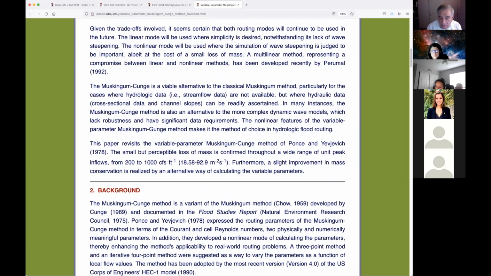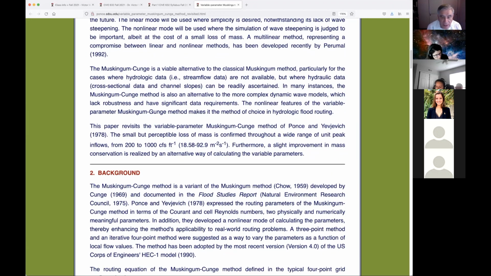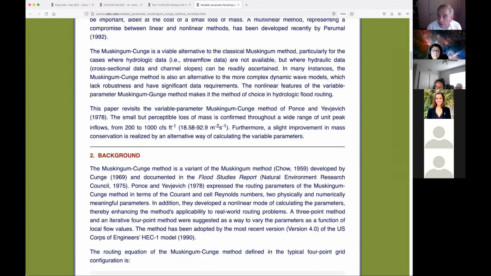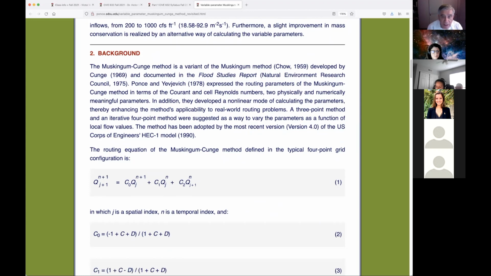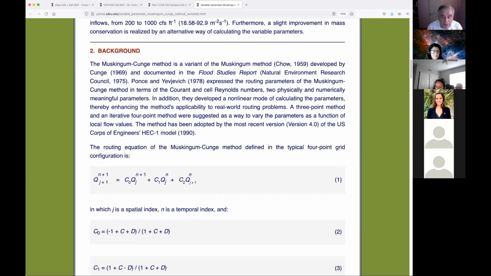Okay, so this paper revisits the variable parameter of Ponce and Yevjevich, 1978. So we confirmed the small but perceptible loss of mass. And here we go into the background, and the background is the same. Developed by Cunge, the method, the Muskingum-Cunge method, and documented in the flood studies report, which I've quoted many times. We express the routing parameters and so forth. And we also say in here, the method was adopted by the most recent version of the U.S. Army Corps of Engineers HEC1 model.